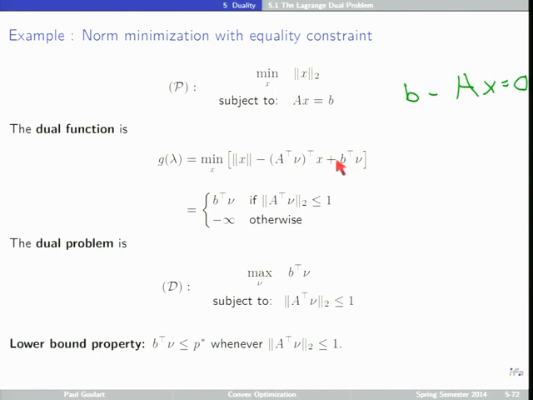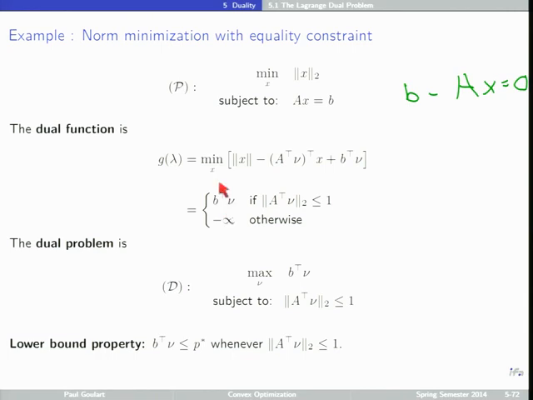Some of the time, minimizing this over x will give me minus infinity, and sometimes it'll give me some finite value. So when does it give me minus infinity? It gives me minus infinity whenever this vector is bigger than 1. This is the length of the vector x, and this is the projection of x onto some other vector. If the thing I'm projecting x onto is bigger than 1, then this term can be made arbitrarily negative. But if this vector is less than or equal to 1, then I just get the other piece, b transpose nu.